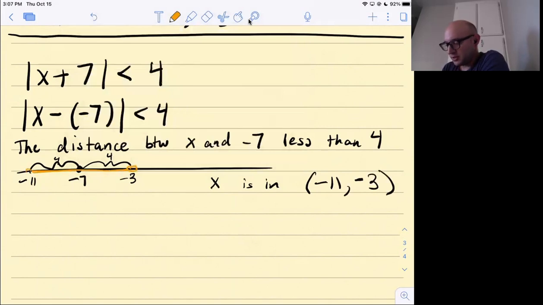And I don't want to include the endpoints. Okay. So that's how you can handle these problems if you see a plus sign instead of a negative sign.